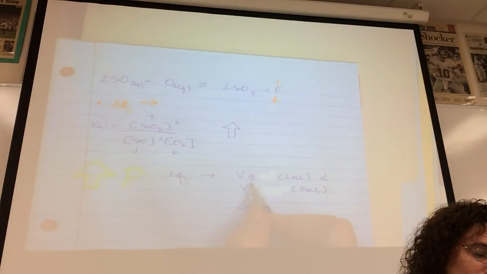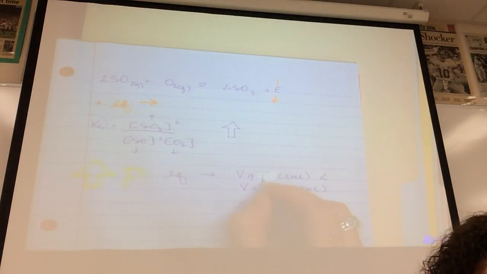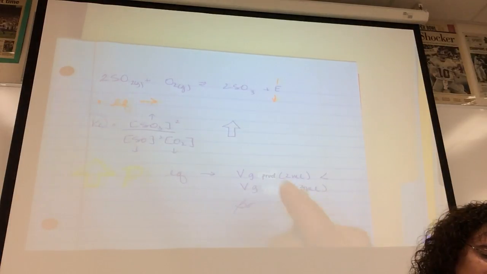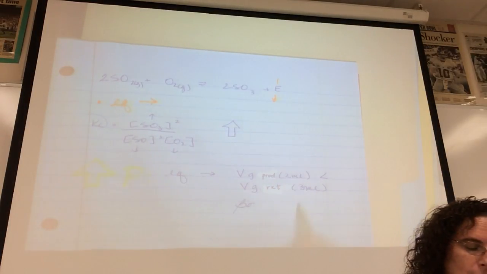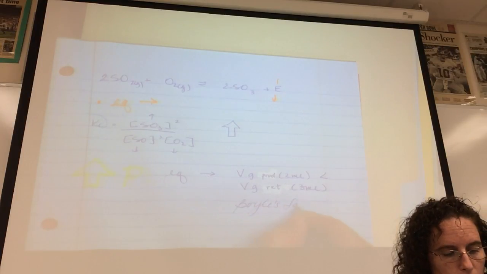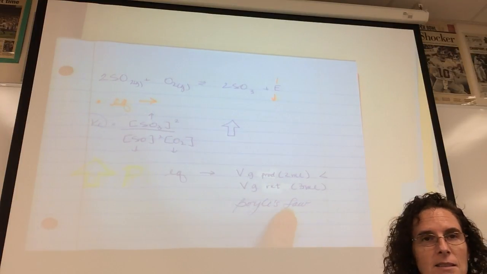All right. So the volume of gaseous product, which is 2 mils, is less than the volume of gaseous reactant, which is 3 mils, in accordance with Boyle's law. Does that make sense since I made such a yucky mess? Okay.